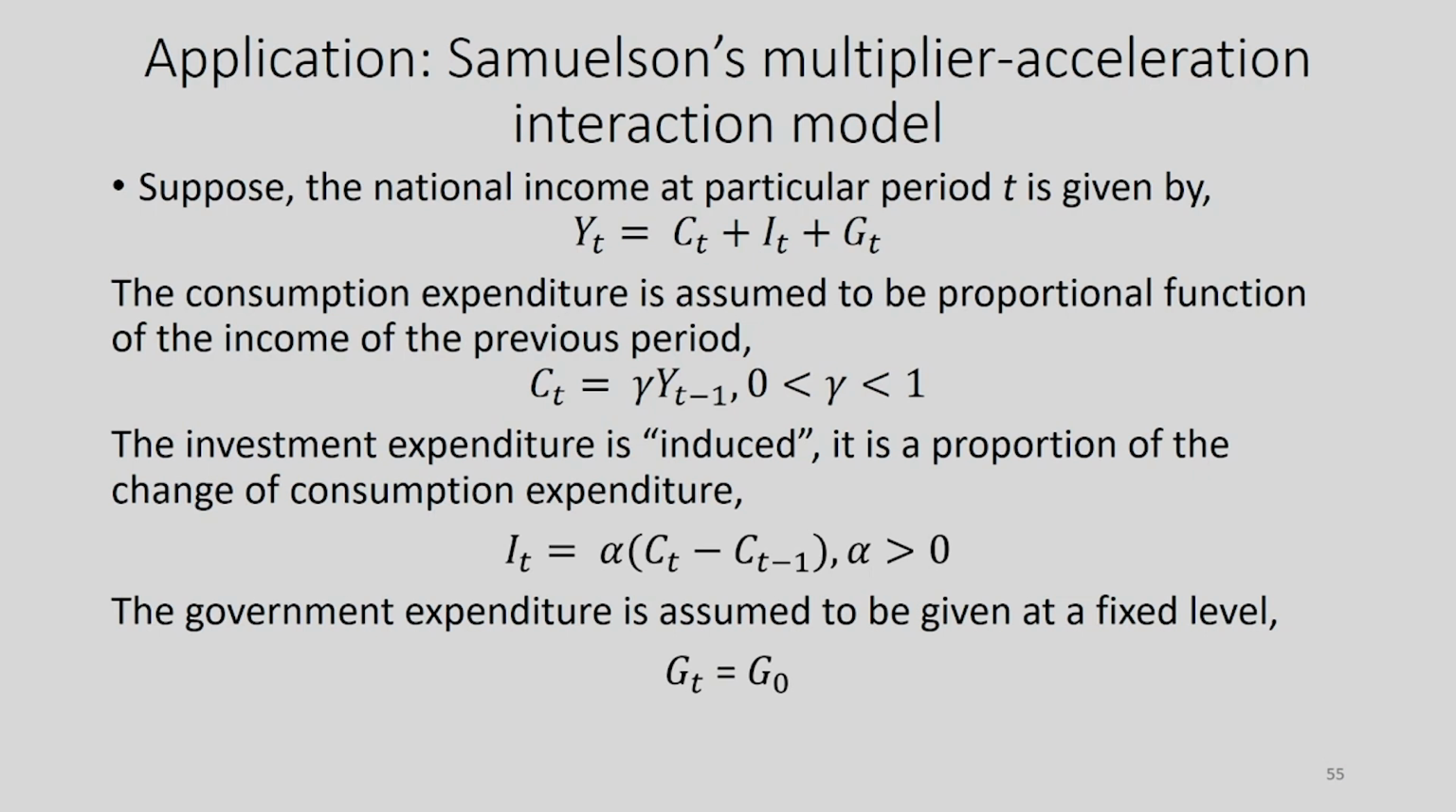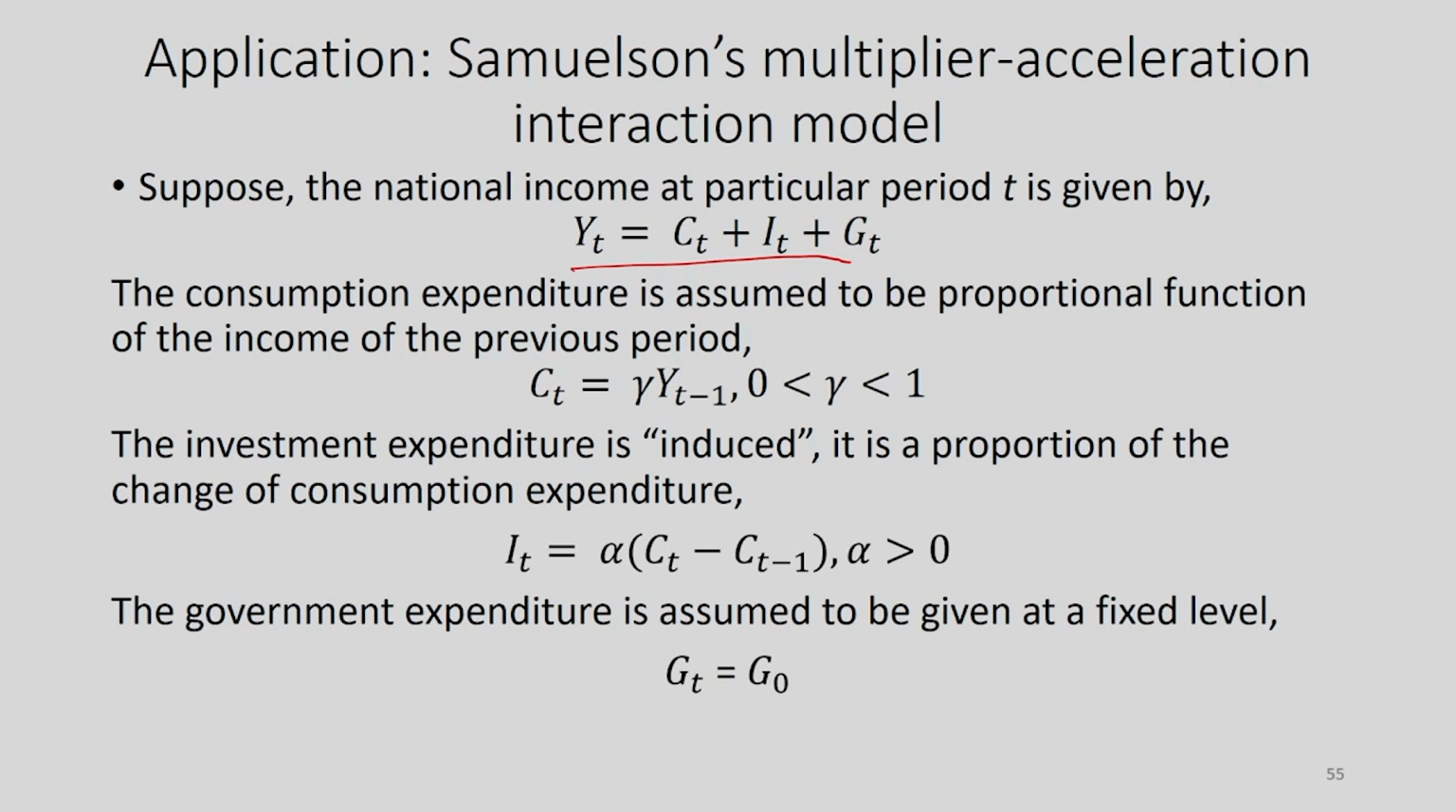So, we start with the national income identity. The national income at a particular period t is given by yt is equal to ct plus it plus gt. That is, the national income is the summation of consumption expenditure, investment expenditure and government expenditure. So, we are assuming a closed economy, there is no export and import.